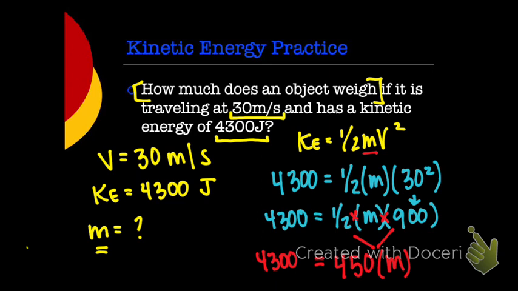Okay. What's my last step now, if I want to get m by itself? Divide this side by 450, and whatever I do on the left, I have to do on the right, or vice versa. Okay, so I'm going to take 4,300 divided by 450. That gives me a mass of 9.56. And then what would my units be that goes with that?